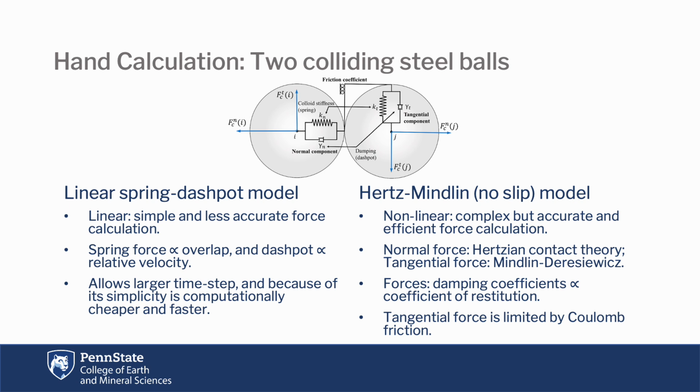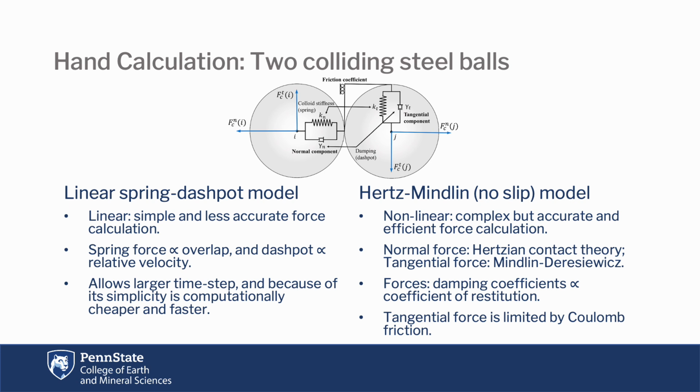So the linear spring dashpot model is simple, and the reason why it's simple is because it's a linear model, and of course because it's linear, it's a less approximate value to the actual value that is occurring in the experiment or in the collision. The spring force is directly proportional to the overlap, and the dashpot is proportional to the relative velocity. This model allows a larger time step because of the simplicity, and it also engenders quick simulation, and it's cheaper because you can run it faster.